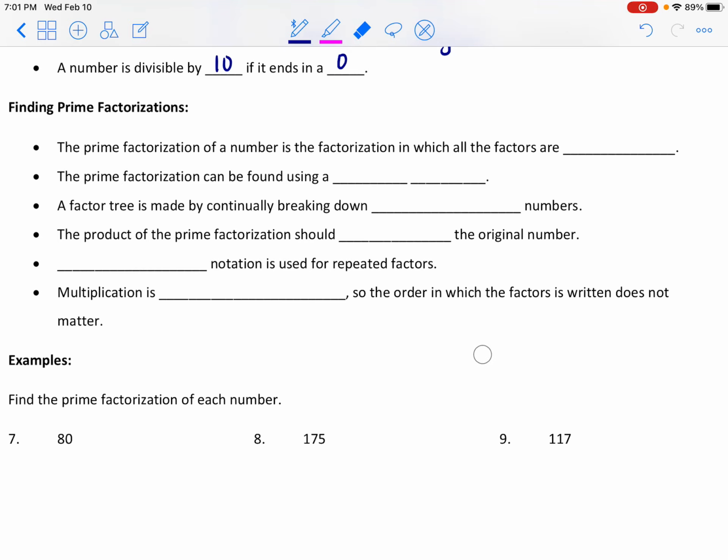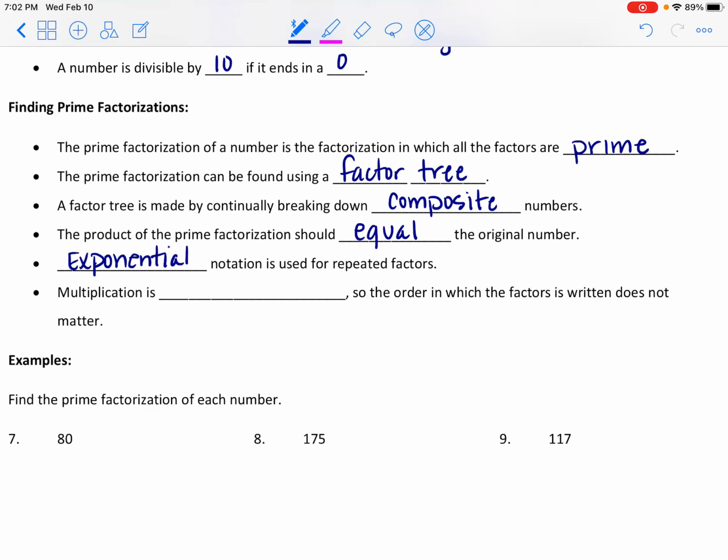If it's a prime factorization, that means all of the factors in that product are prime numbers. So all of the factors are prime. And the prime factorization for a number can be found using what we call a factor tree. So using a factor tree, we continually break down any composite factors until everything we're left with is a prime number. And it's helpful to know that the product of our prime factorization should equal our original number. And if we have any repeated factors, we want to use our exponential notation, which we'll review with an example.